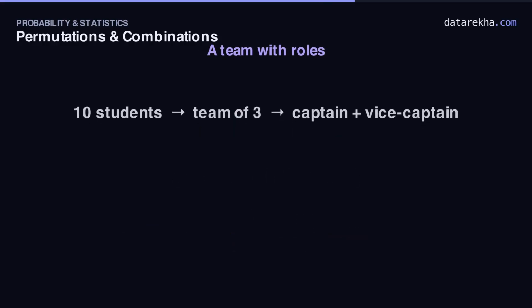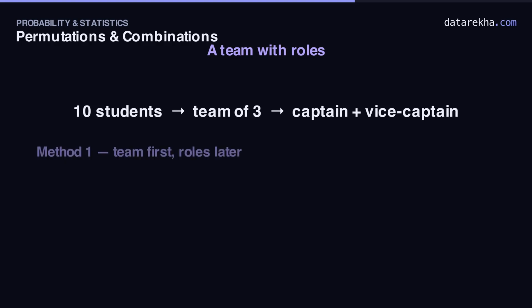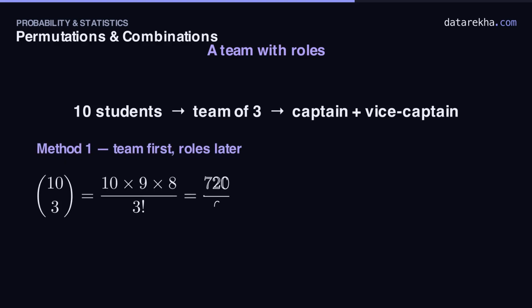Time for a fuller problem. A class has 10 students. We want a team of 3. And then within that team, a captain and a vice captain. 2 different roles. How many such teams with roles are there? I'll solve it 2 ways, and they must agree.